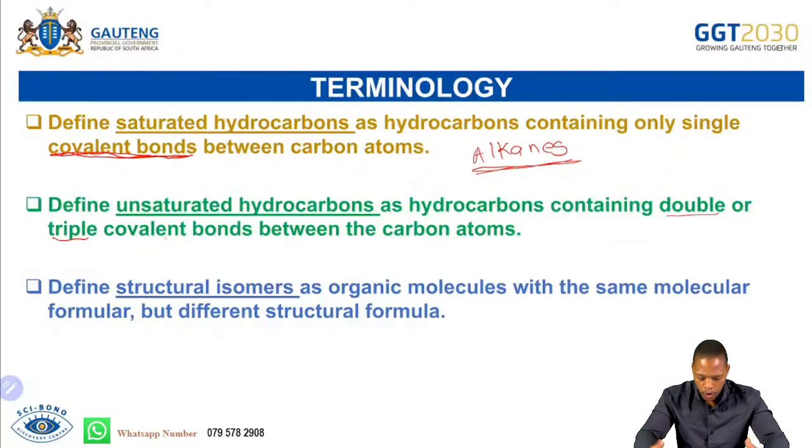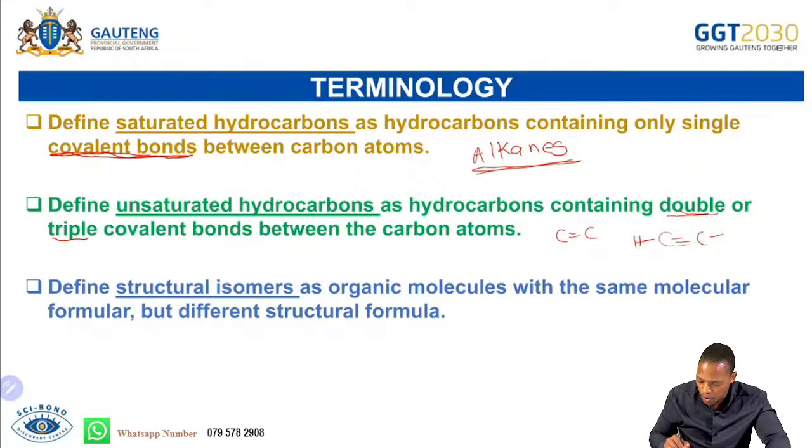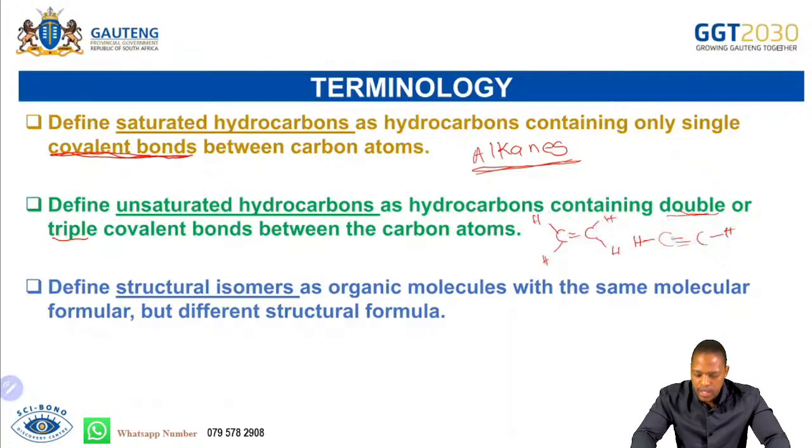And we define unsaturated hydrocarbons as hydrocarbons containing double or triple covalent bonds between the carbon atoms. So there is a sharing of these electrons there, right? Since we are saying covalent bond, but they are double or triple covalent bonds. You'd remember that we spoke of double bonds last week. We also spoke of triple bonds last week. So double bonds, we said last week, they look something like this. So if we have a double bond here, you are going to say this is an unsaturated hydrocarbon. If you have a triple bond, you are going to say again this is an unsaturated hydrocarbon.